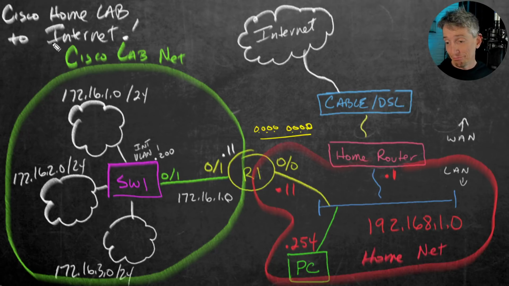And you're saying, Keith, it looks like it would be .1, because that is the only way out of this local network.